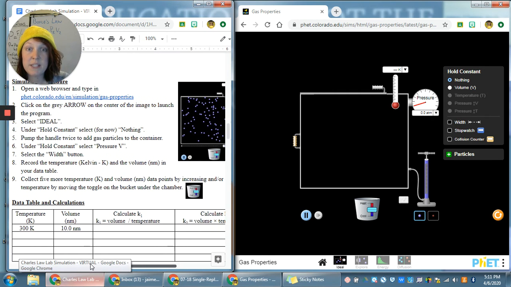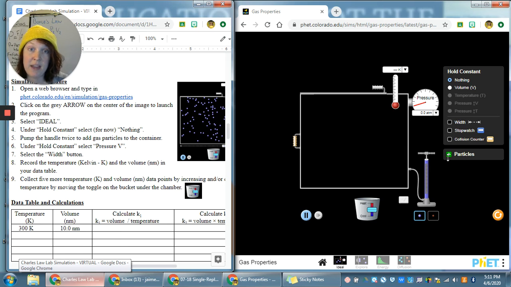All right. So it says open a web browser and type in PhET Colorado, that URL. I already did that, so I have it up here. Then you're going to click on the gray arrow on the center of the image to launch the program. I already did that. And select Ideal. I already did that. All right, so now we're in the program. Under Hold Constant, select, for now, Nothing. It's already been selected for me, so I don't have to do anything.